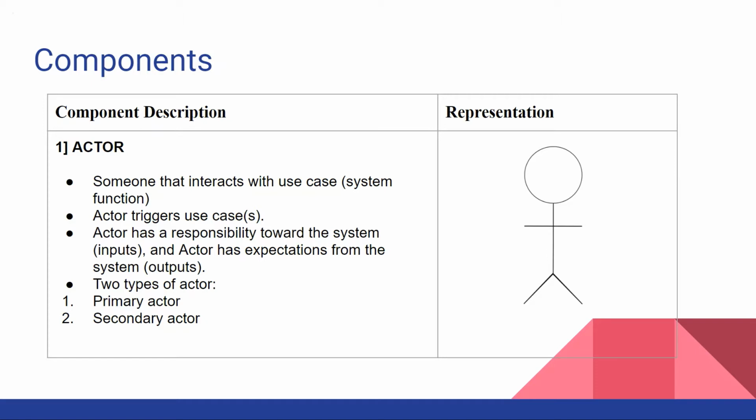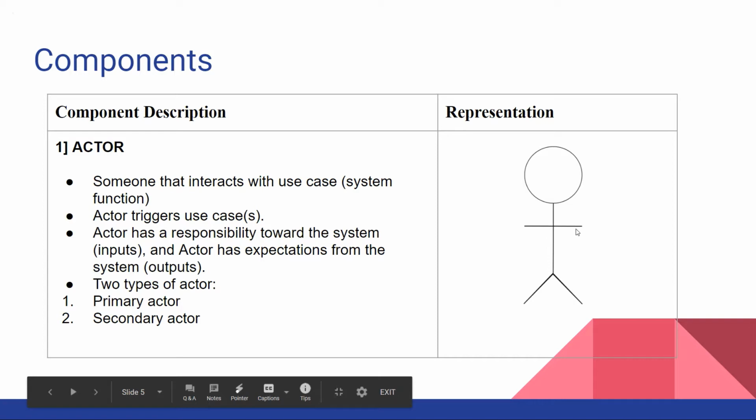So actors trigger the use cases, and actors have a responsibility towards the system. That is, they actually provide the input to the system and then they expect outputs from the system. There are primarily two types of actors, a primary and a secondary actor, and we'll see that when I show you the diagram. So this is the representation of actor in a use case diagram.